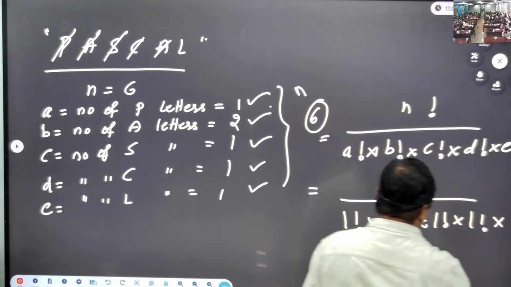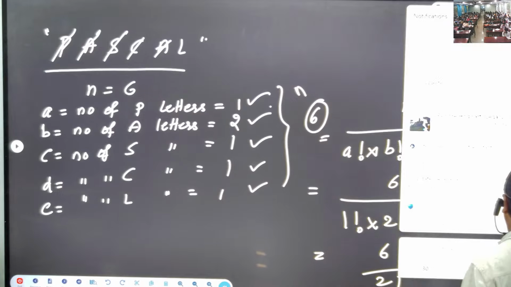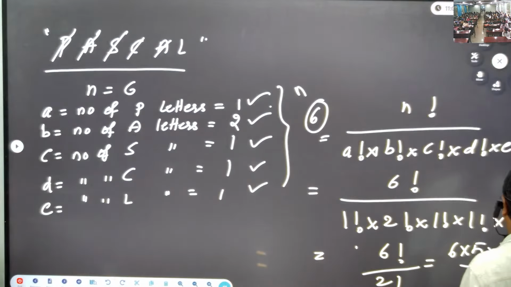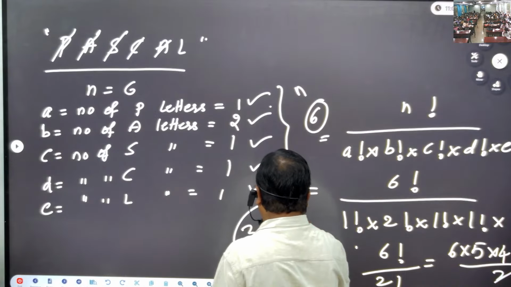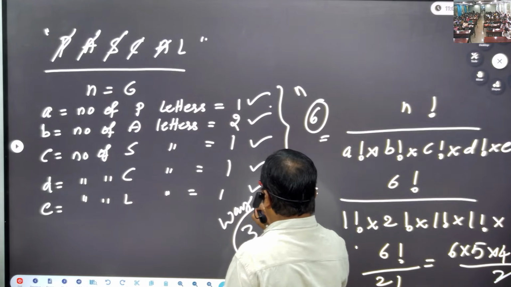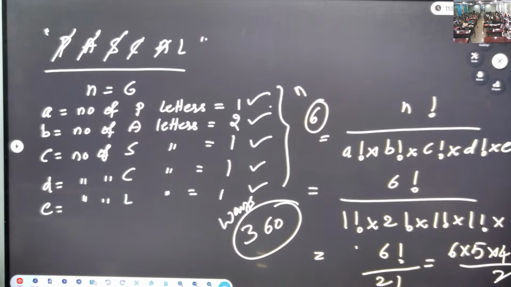What is the value that you are getting? 6 factorial is 6 into 5 into 4 into 3 into 2 factorial. 2 factorial by 2 factorial will be gone. Right? So what is the value we are going to get? 30 into 4, 120 into 3, which is equal to 360. The total number of ways that we are having is 360 ways.